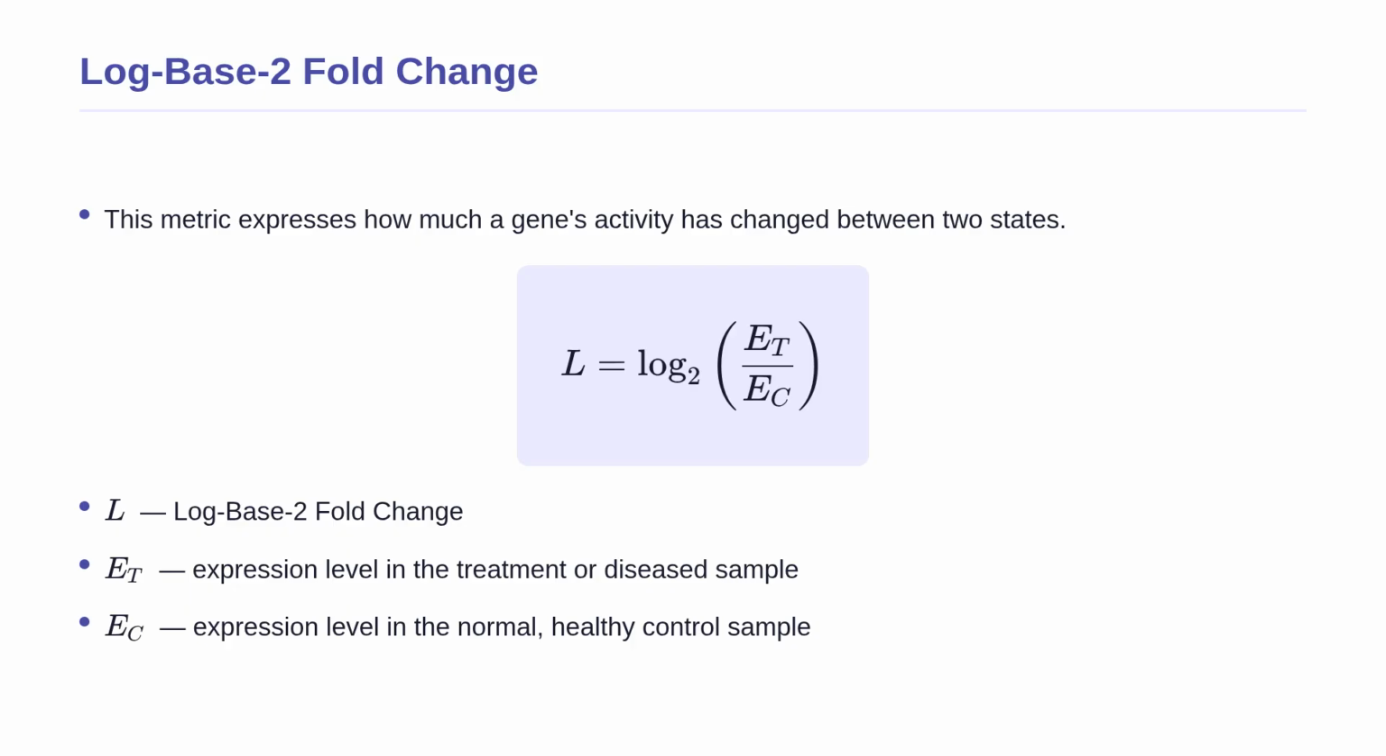In this formula, L stands for the log-base 2 fold change. E sub t represents the fluorescence intensity, or expression level, in the treatment or diseased sample. E sub c represents the expression level in the normal, healthy control sample. We divide the treatment expression by the control expression to get a raw ratio, and then wrap it in a base 2 logarithm. This makes the data symmetrical for both increases and decreases in expression.